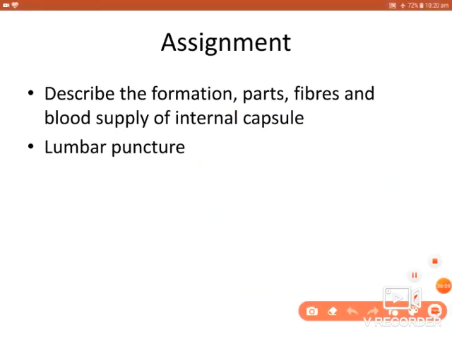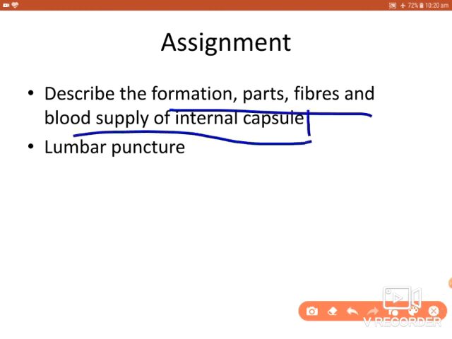So the question is the formation, parts, fibers and blood supply of this internal capsule. Then you should know about lumbar puncture also. That's all.